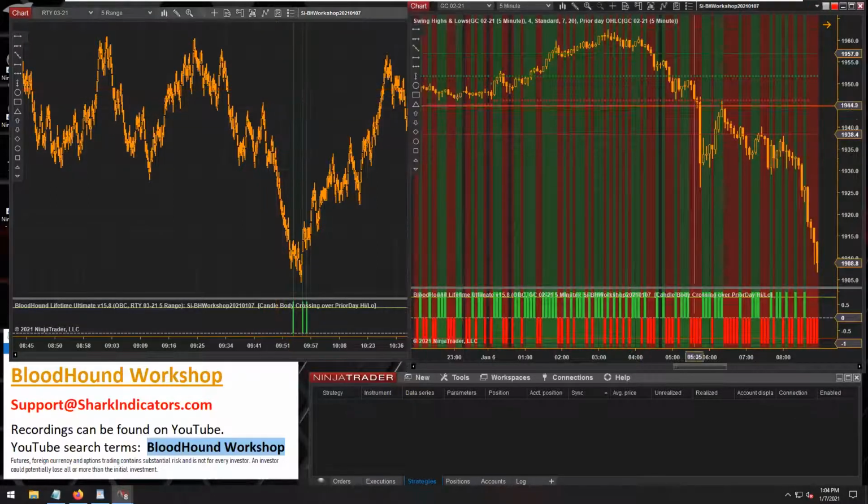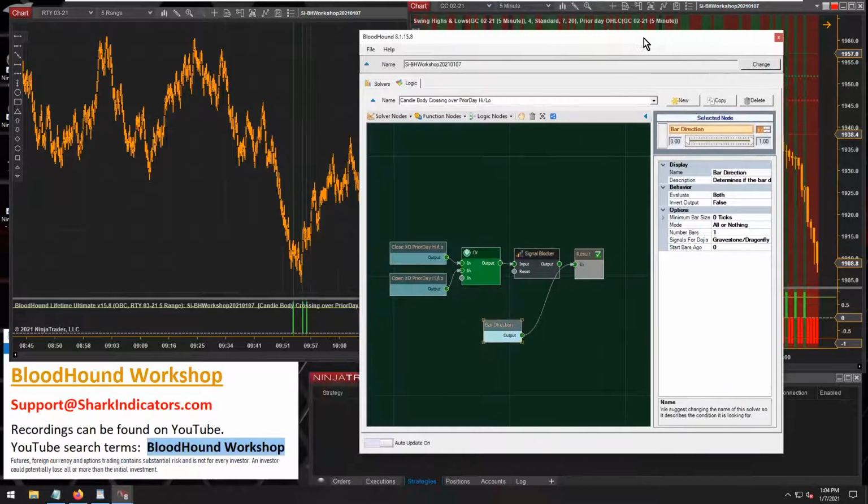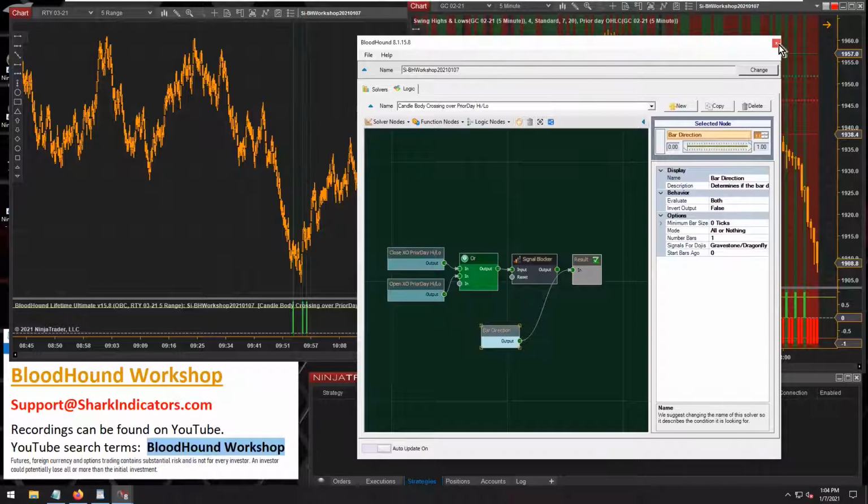So if you make changes, always make sure that the BloodHound with the changes is the last one that you close, right? Make sure that this is the last window that you close so that these changes are the last changes that get saved back to the file.